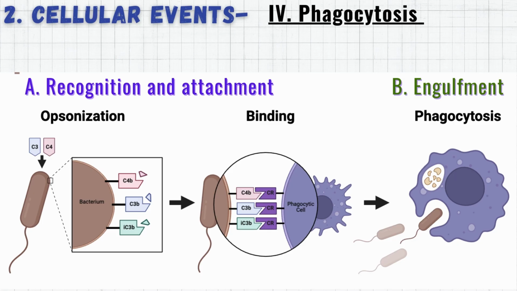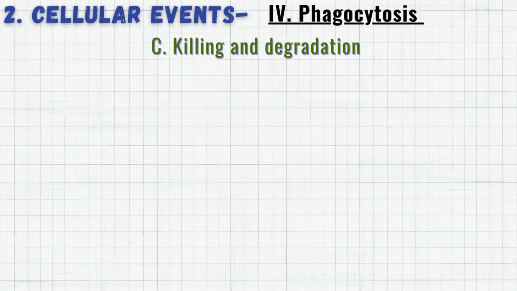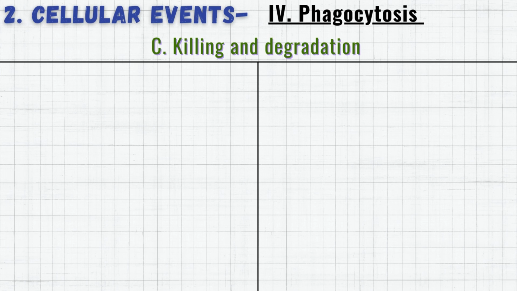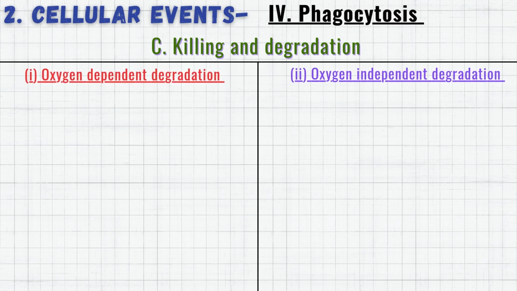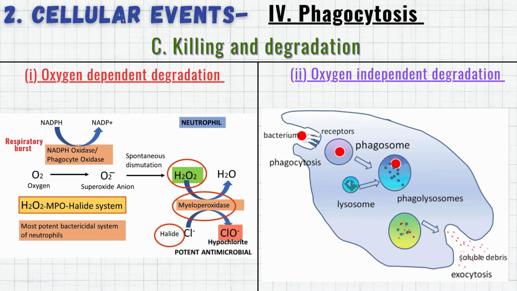Engulfment. The cell membrane forms a phagosome around the particle. Killing and degradation, the weapons. There are two ways to do that: an oxygen-dependent way of killing and an oxygen-independent way of degradation. In the oxygen-dependent way, the respiratory burst forms reactive oxygen species like superoxide anion and hydrogen peroxide. The enzyme myeloperoxidase converts hydrogen peroxide into hypochlorite, a potent killer. In the oxygen-independent way, it is done by enzymes like lysozyme inside the lysosome.